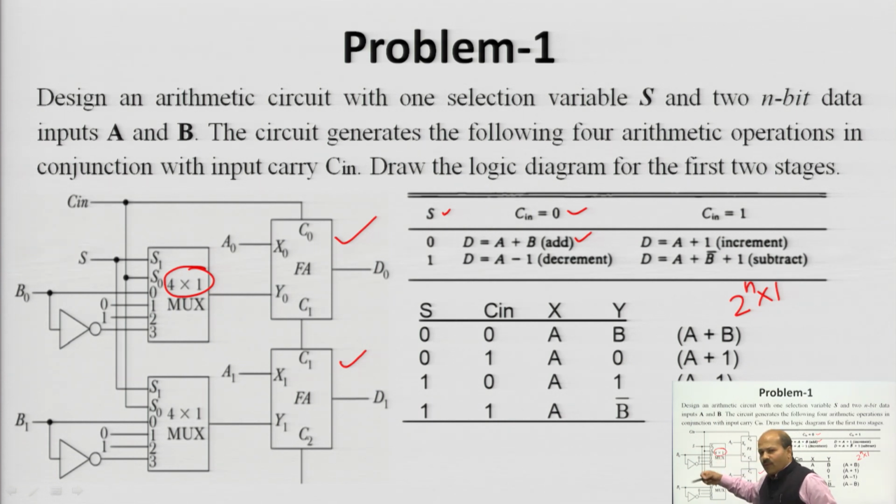So, all the 4 combinations we will take here. At 0 number pin, the B naught value is passed, at 1 number pin we pass 0, at 2 number pin we pass the complement of 0, that is 1, and 3 number pin is passed with B complement as given in this.